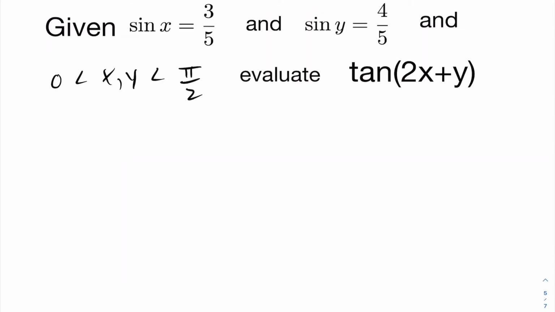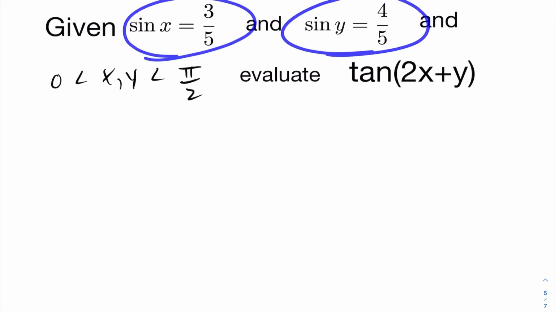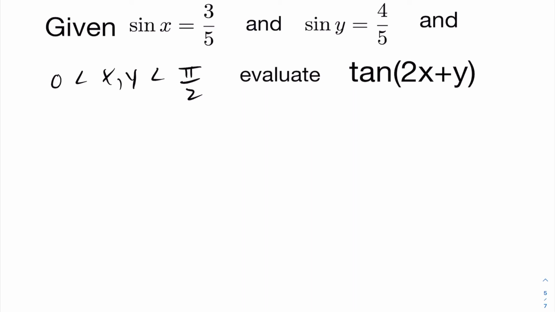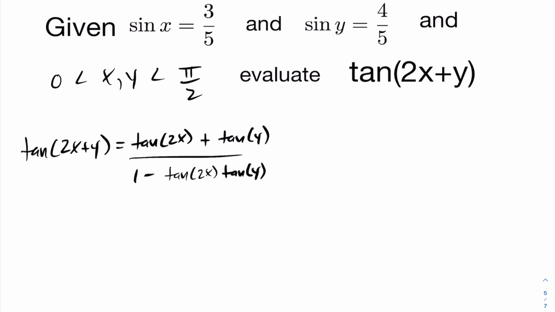Taking a look at our next example here, we now know the sine of x is 3/5, the sine of y is 4/5, and x and y are in the first quadrant. What we want to find here is the tan of 2x plus y. Well, first of all, the tan of 2x plus y is equal to the following: tan of 2x plus tan of y over 1 minus tan of 2x, tan of y.